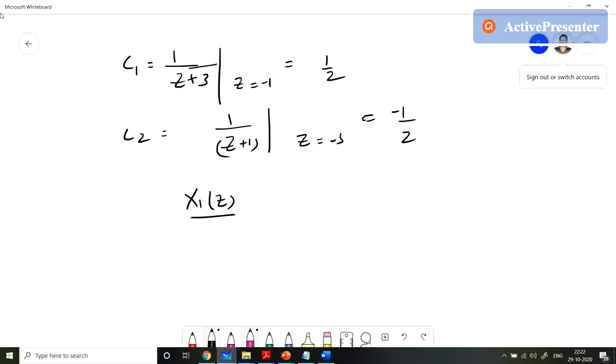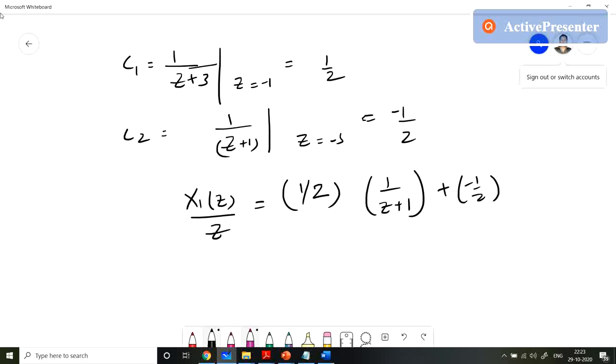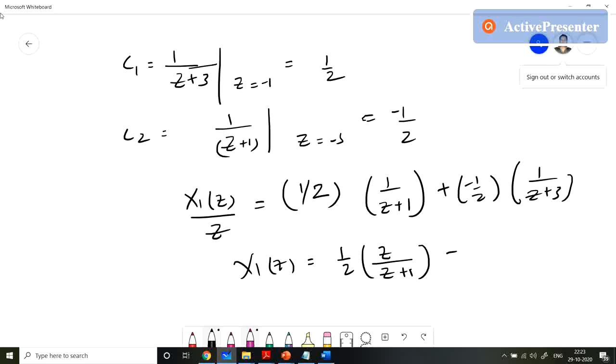X1(z) divided by z, we can write it as 1/2 multiplied by 1/(z+1), plus minus 1/2 multiplied by 1/(z+3). So X1(z) is equal to 1/2 z/(z+1) minus 1/2 z/(z+3).